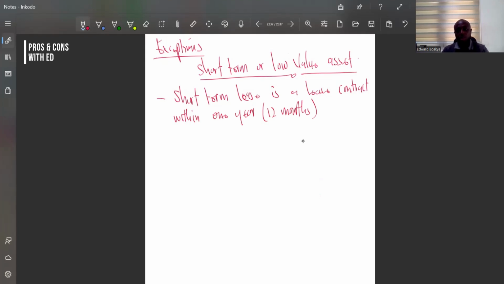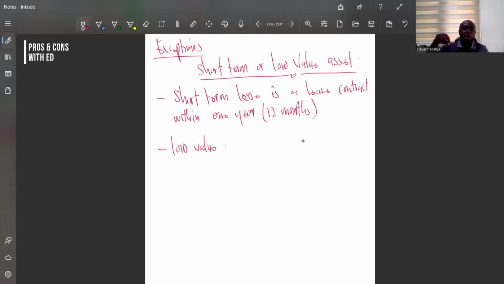So if I lease something out to someone for just 2 months, then it's a short-term lease. Then what about low value? Unfortunately, IFRS 16 didn't give a particular value for a low value lease contract, but it gives some assets which it treats as low value assets.